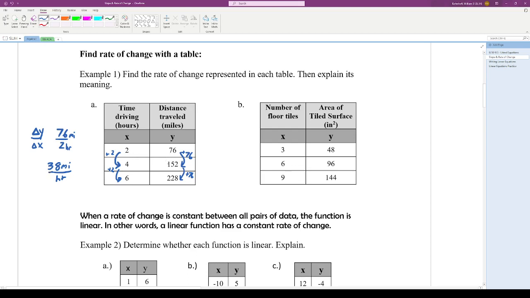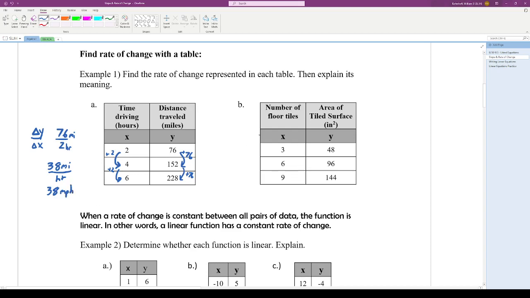So that's how fast we're traveling, and that would be like the rate of speed you're driving in a car. If you're measuring how far you've gone and how long it took, then we're calculating the number of miles per hour that we travel. So our car is traveling at 38 miles per hour.